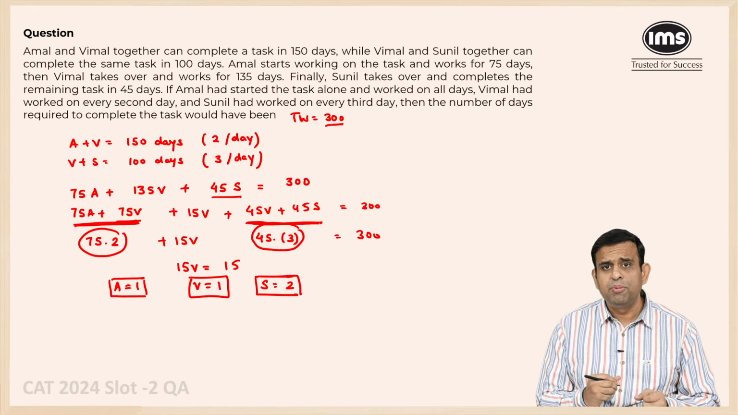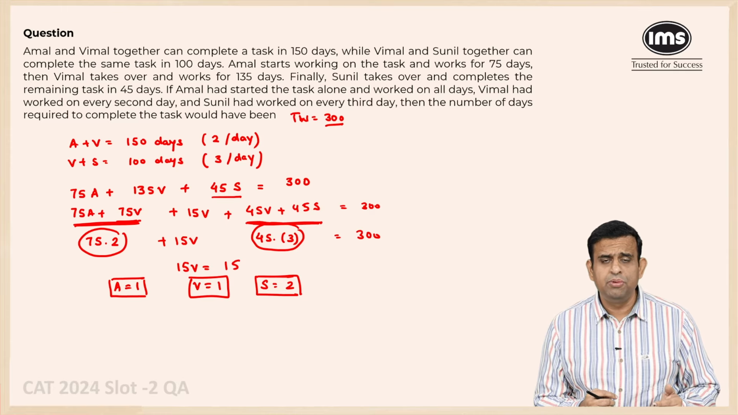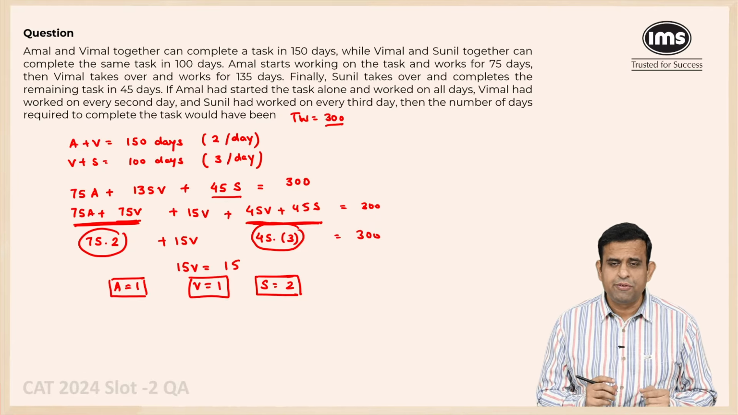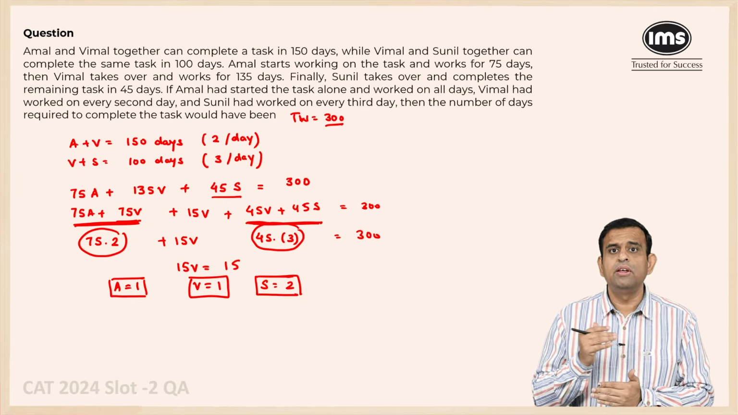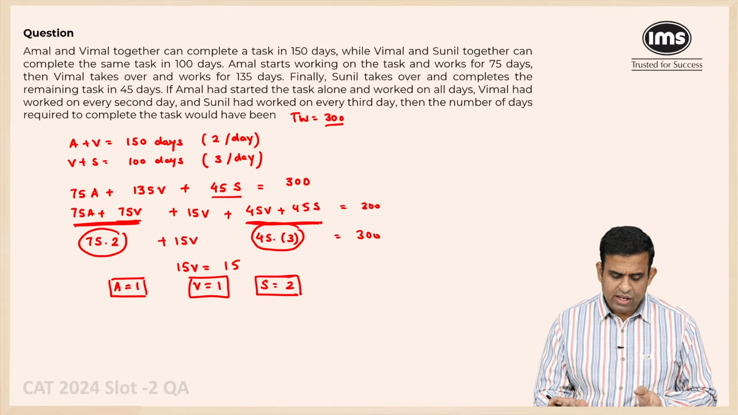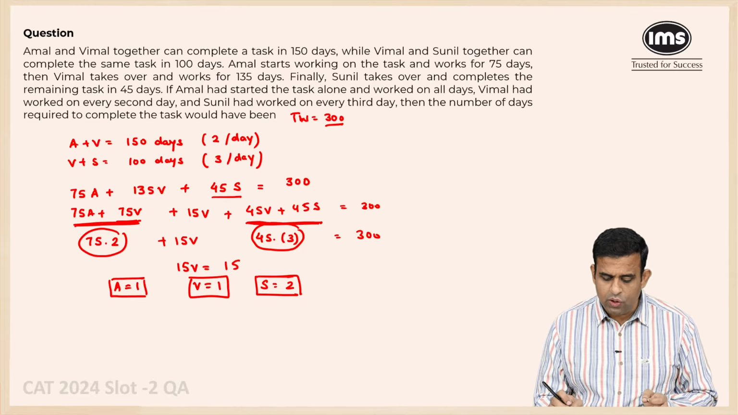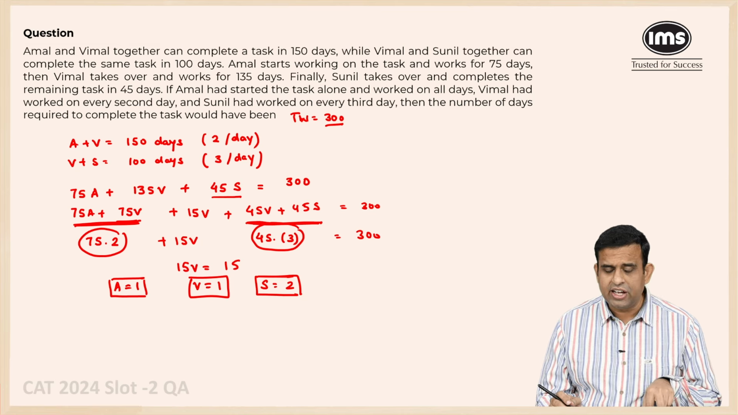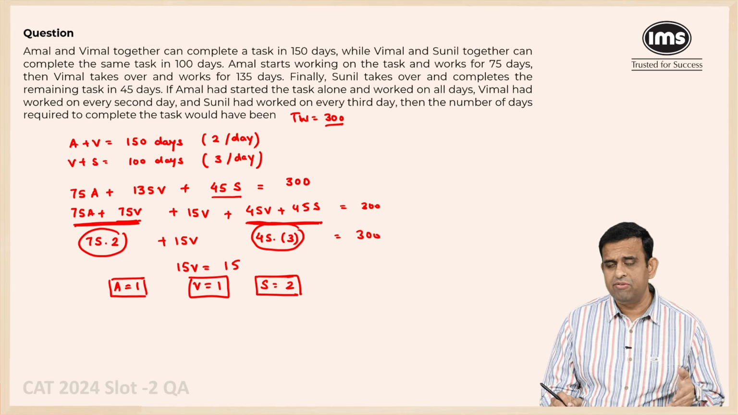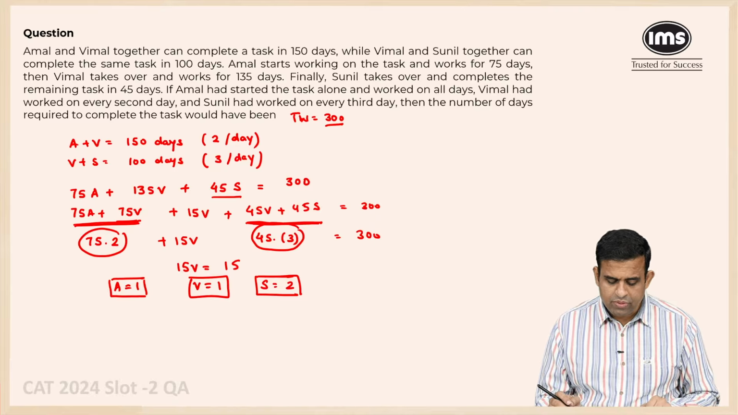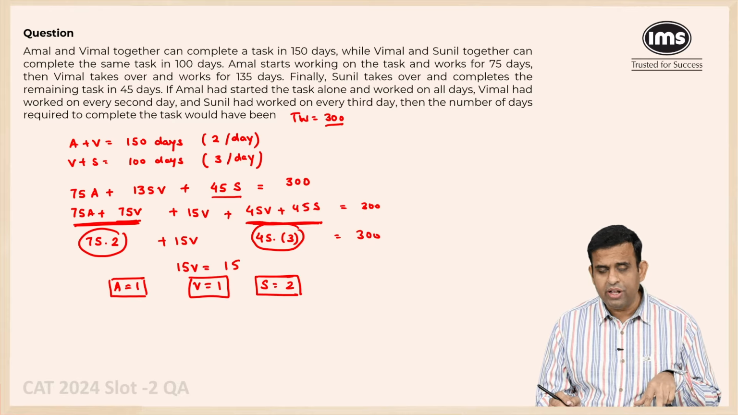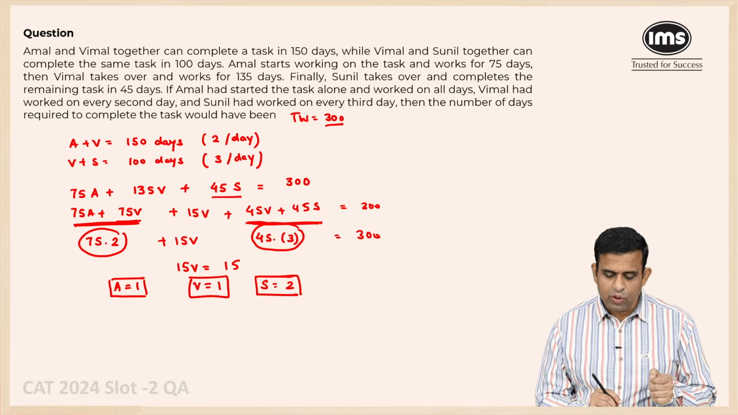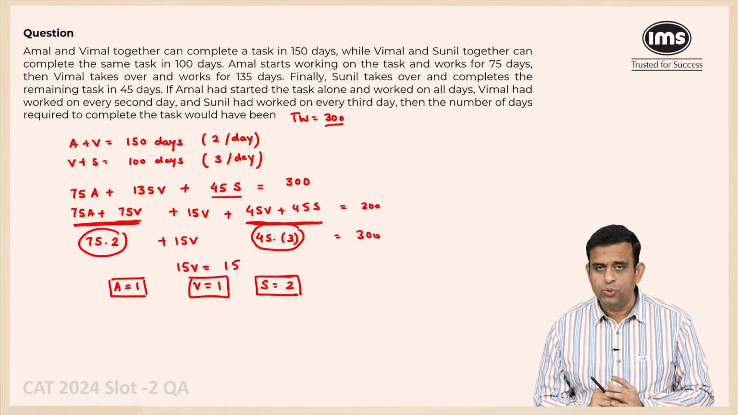If the sum was till this particular point and asked you possibly how much time S alone will take or V alone will take, the sum was straightforward. But they have given another layer in this particular question, saying Amal started the task alone and worked on all the days. Vimal worked on every second day, so day 2, day 4, day 6, day 8, and so on. And Sunil worked on every third day, so 3, 6, 9, 12, and so on. The number of days required to complete the task would have been how much?